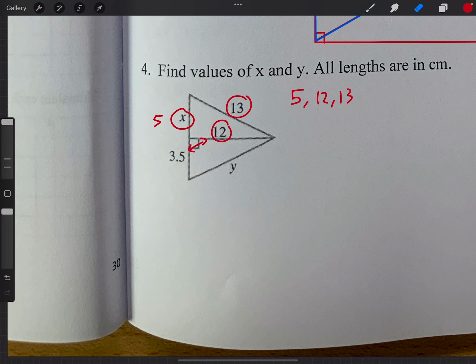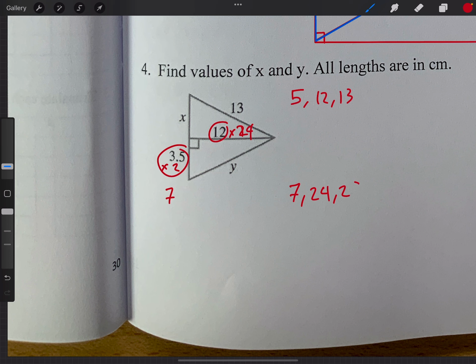Now this is also a Pythagorean triad, but it's hard to recognize it. You have here 3.5. I don't like this 3 point. Let's double it, make it a whole number. Let's see what we get. If I double it, I get 7. If I double this, I must double this. And I double this, I get, what is it? 24. Now I know that there's a Pythagorean triad of 7, 24, and 25.